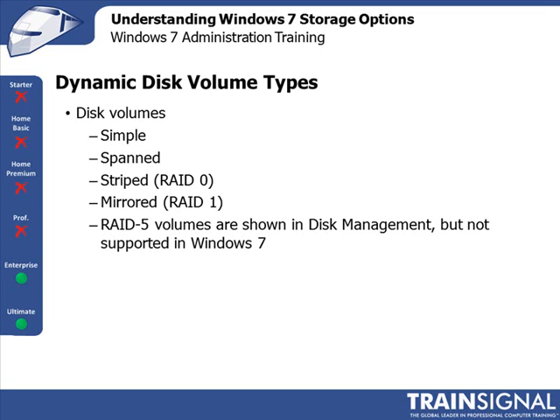That said, you're going to see RAID 5 grayed out in Disk Manager. The reason it's there is because Windows Server 2008 R2 and Windows 7 share similar code. Windows Server 2008 R2 does support RAID 5 volumes. Windows 7, however, does not. I wanted to point it out because it is grayed out, but it's not supported.